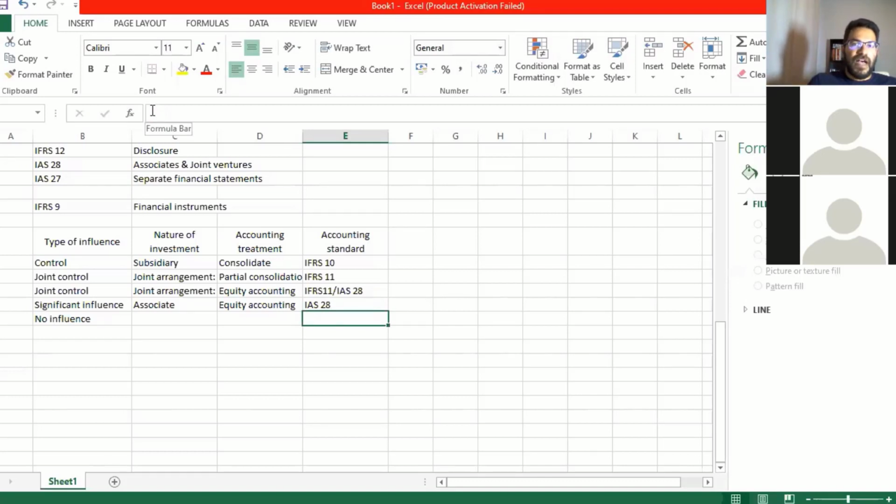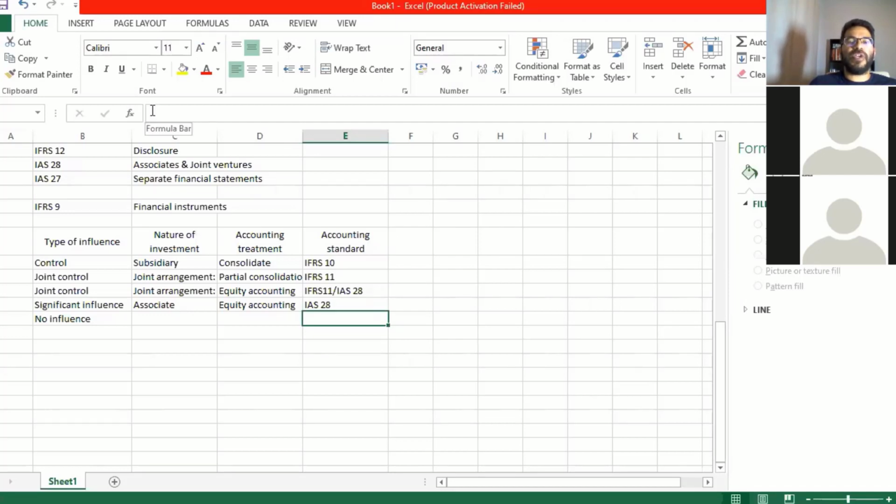You want to identify the type of influence. If you have control, it means you have a subsidiary. If you have a subsidiary, it means you have to consolidate. Where do you find the accounting treatment for consolidation? Which standard? In IFRS 10. If you have joint control, it means you have a joint arrangement. A joint arrangement could either be a joint operation or a joint venture.